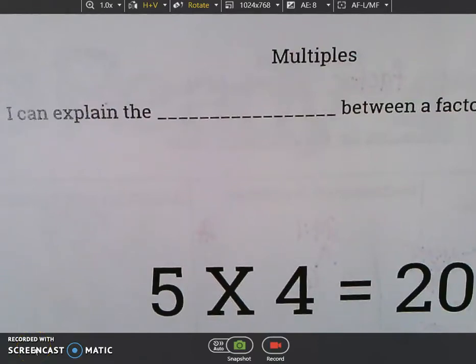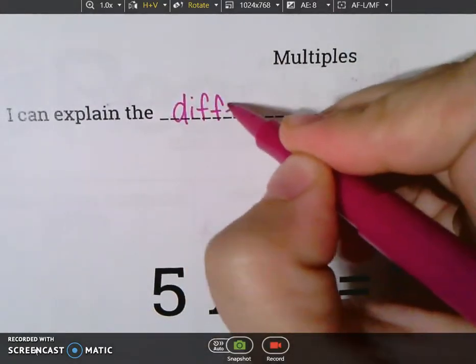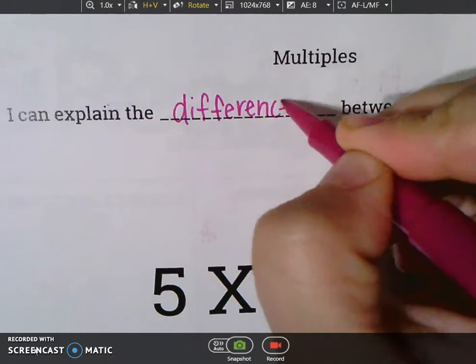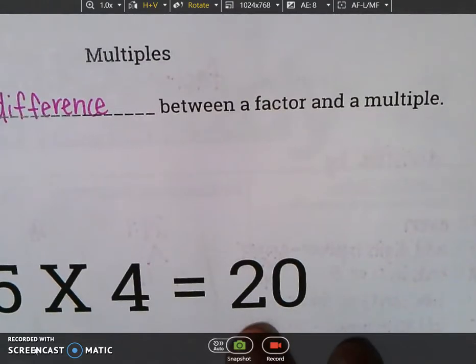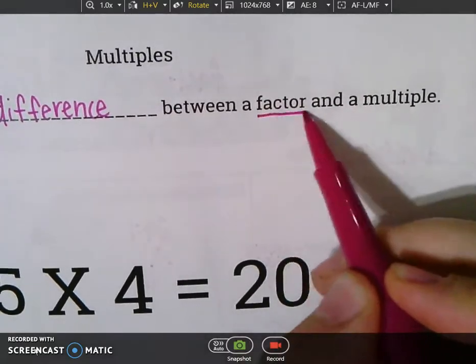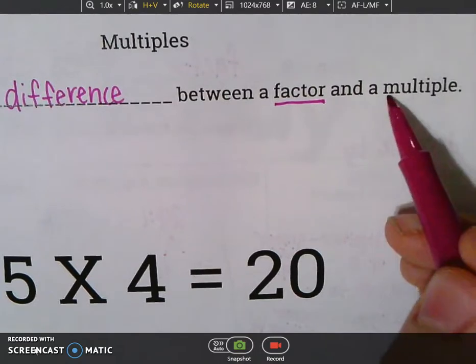Alright, in this lesson we're going to talk about multiples. So our learning target is I can explain the difference between a factor and a multiple. In our last lesson and this week we've been talking a lot about factors and factor pairs. Now we're going to learn about multiples.